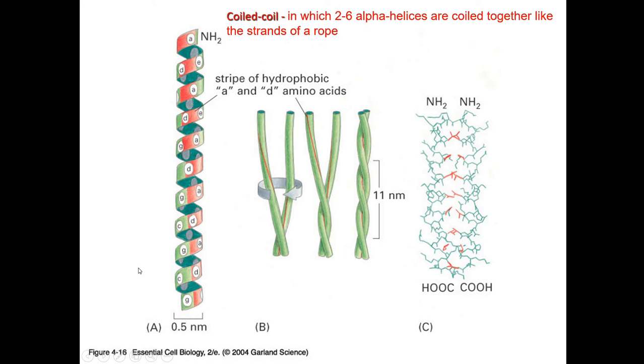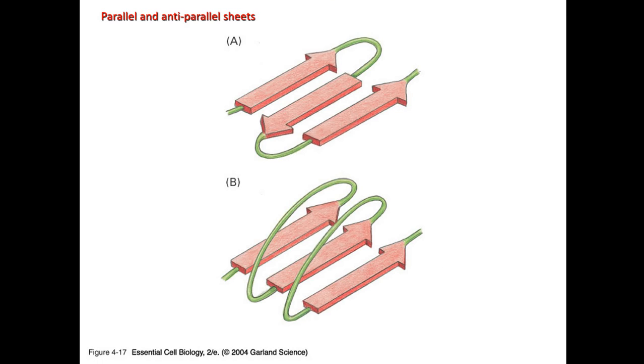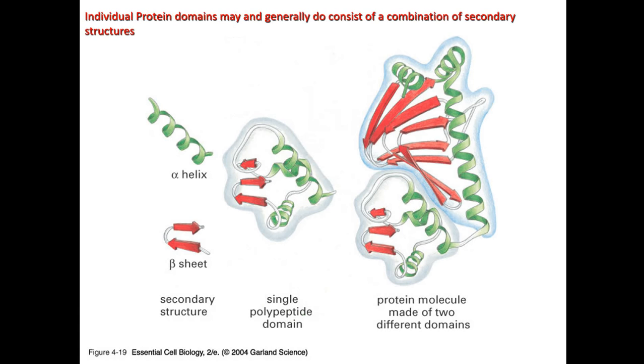This is the coil structure. In the figure you can see these are the parallel and anti-parallel sheets. Okay, what is a sheet? Sheets means different helical structures come together using hydrogen bonds. Individual protein domains generally consist of a combination of secondary structures.